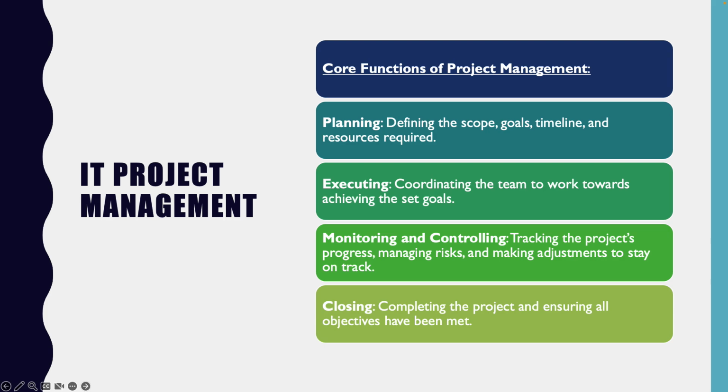First, we have planning, where we define the scope, goals, timeline, and required resources. Next is executing, which involves coordinating the team to work together towards these goals. Then monitoring and controlling helps us track the project's progress, manage risk, and make necessary adjustments to keep things on track. Finally, closing wraps up the project, ensuring that all objectives are met and the project is completed successfully. In the context of IT, managing these processes effectively is critical because technology projects often involve multiple stakeholders, requirements, and complex integration points.